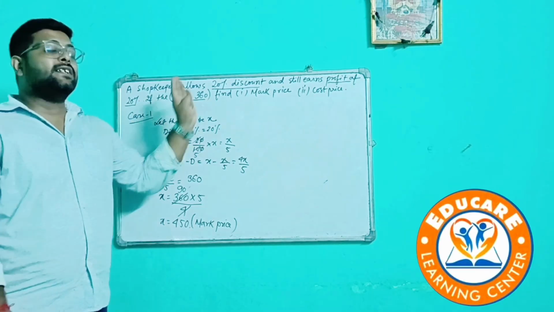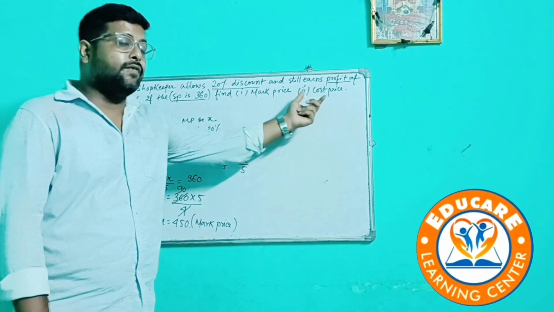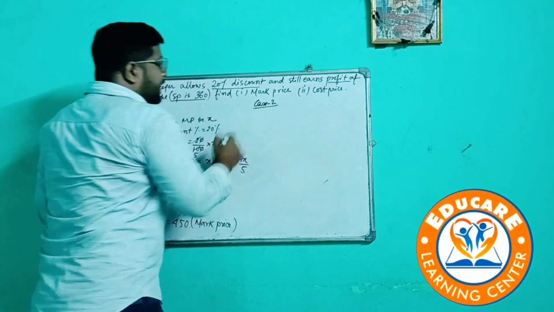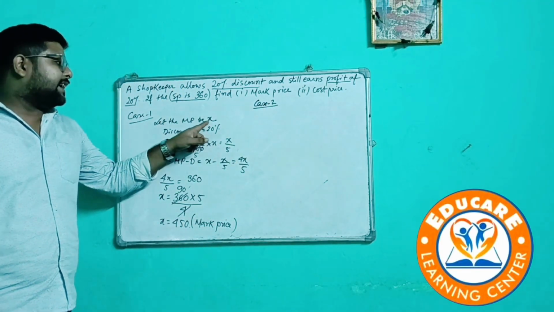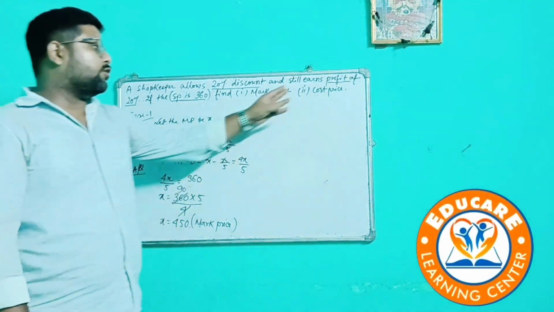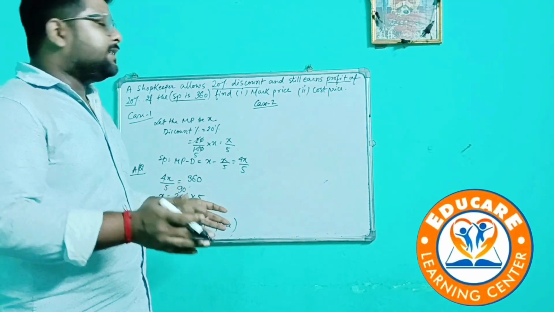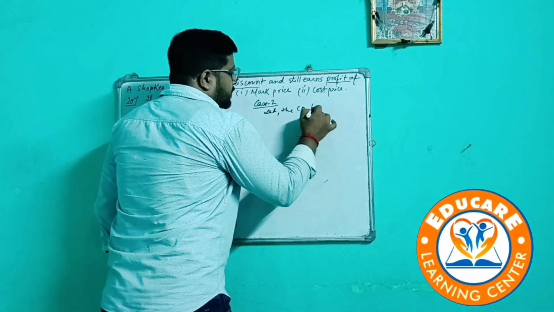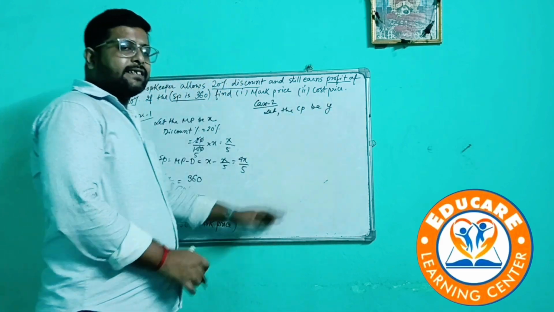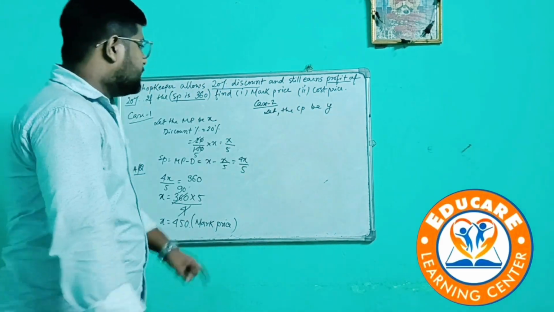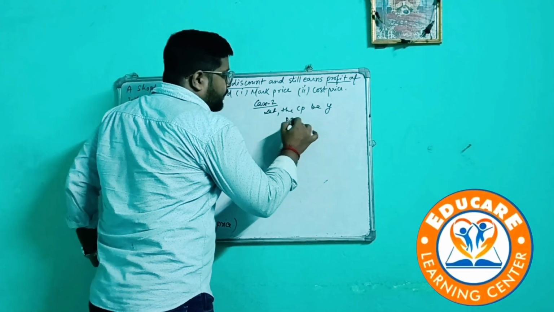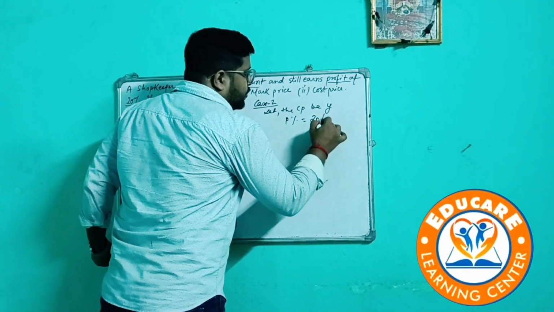Now let's move on to the second part of the question, that is we need to find the cost price. So case 2. Now as we have assumed the mark price as X, we cannot assume the cost price as X. Let us assume the cost price as Y. How much profit we are making? We are making 20% profit. So profit percentage is equal to 20%.